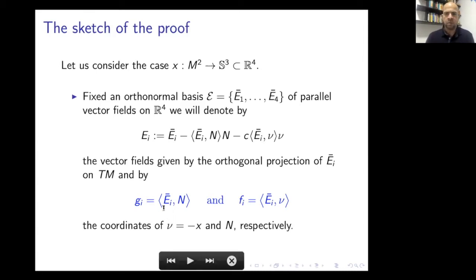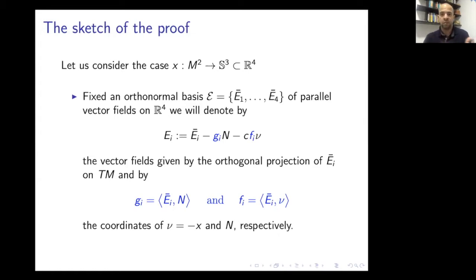And I'd like to mention also that these coefficients here are important and appear in many places in the proof. We denote by GI the inner product of EI bar with N, and by FI the inner product of EI bar with nu. So we can rewrite this equation this short way. I also include here a constant C just to present the proof in both cases simultaneously. Because if you are in the case of immersion in R3, it's equivalent to choose C as zero in the proof. And in the case of immersion in S3, this constant is just one, of course.